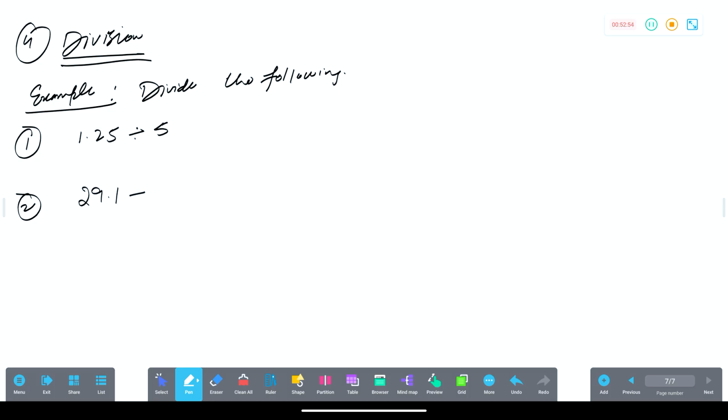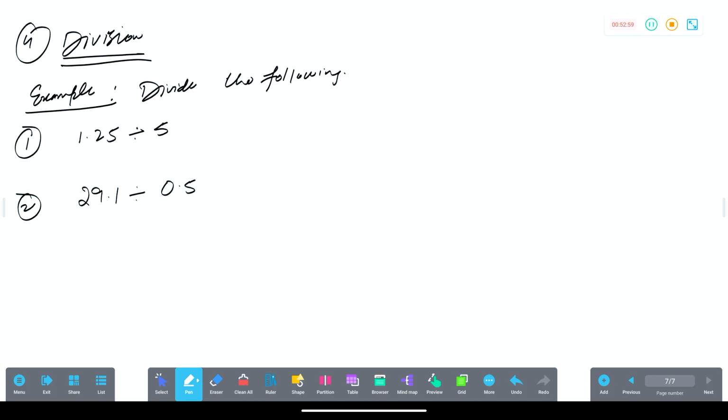Divide the following. We will take two examples here. First example that I will count right here is first part, 1.25 divided by 5. Second one that I will show here is 29.1 divided by 0.5. So let me first consider these two examples.